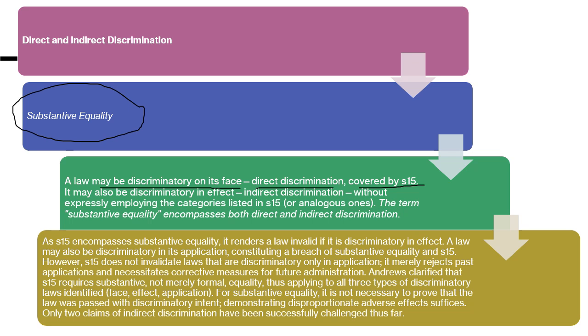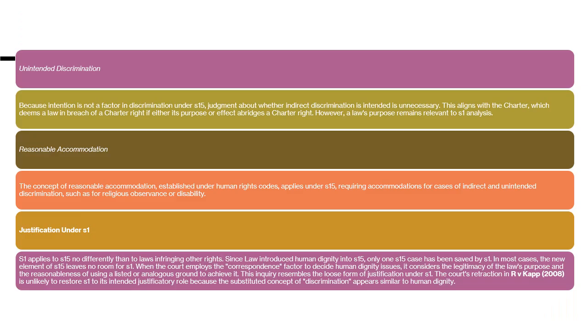But sometimes a law is discriminatory in its effect also. This is indirect discrimination, without expressly employing the categories listed in section 15 or even the analogous ones. So the term substantive equality protects both direct as well as indirect discrimination. Section 15 talks about substantive equality also. Section 15 does not only provide formal equality, it goes beyond that. So section 15, on a case to case basis, provides protection for indirect discrimination also.